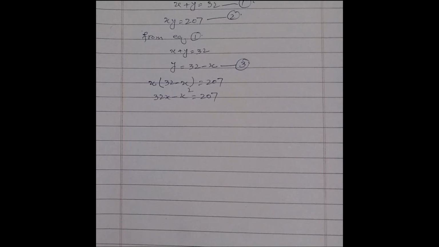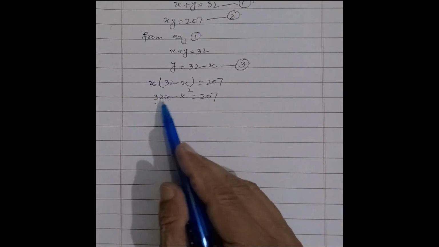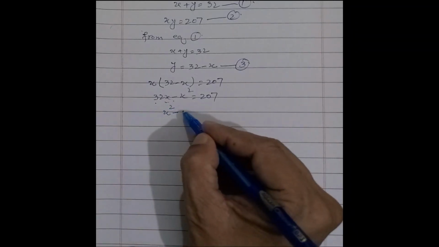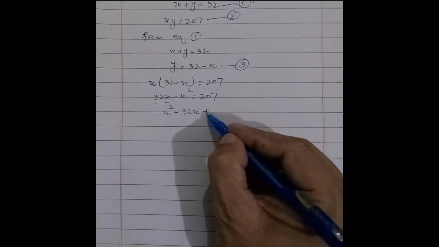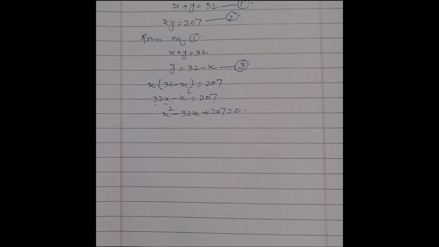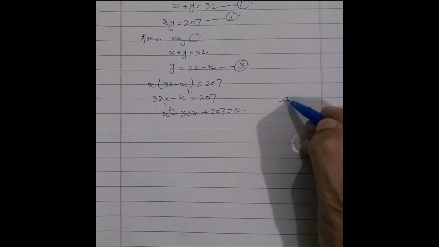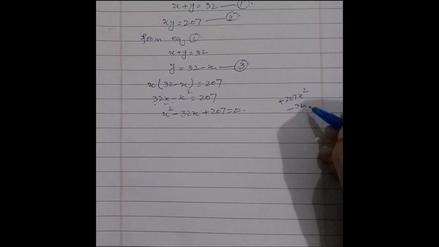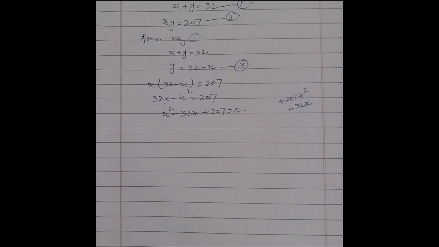And convert it into a standard quadratic equation. We shift 32x minus x square to the other side. We get x square minus 32x plus 207 is equal to 0. Now we factorize it. We get plus 207, x square, and the middle value is minus 32x. In this way we find the two values. When they multiply, the answer is 207, and when we add them, the answer is minus 32.